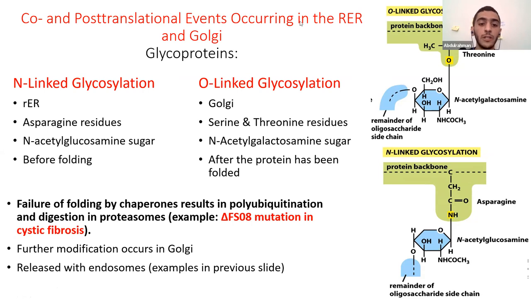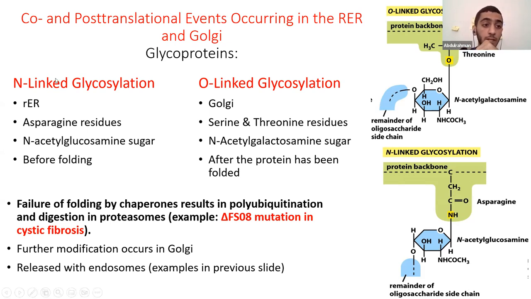Okay, so let's go over it again. O-link glycosylation is going to take place in the Golgi apparatus, where we're adding an N-acetylgalactosamine sugar onto the serine and the threonine residues. Now, since it's taking place in the Golgi apparatus, and we said the protein must be folded first in the endoplasmic reticulum before it can go over to the Golgi apparatus, the glycosylation process takes place after the protein has been folded and sent over to the Golgi.